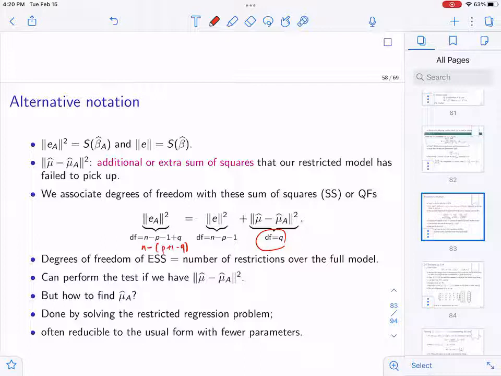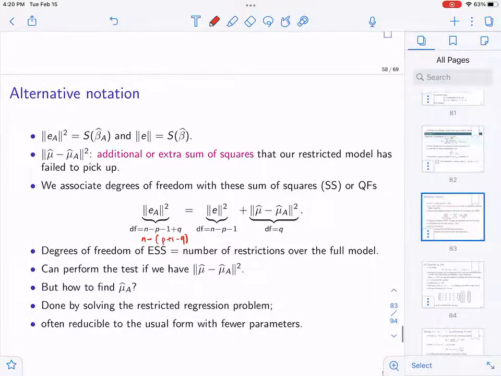We're going to talk more about this idea of degrees of freedom, but they add up. So if you add this and this, you get degrees of freedom with this. Everything sort of adds up. So no degrees of freedom is lost in this process. And basically, the degrees of freedom are useful for constructing these test statistics, because they are the degrees of freedom of the corresponding chi-squares.